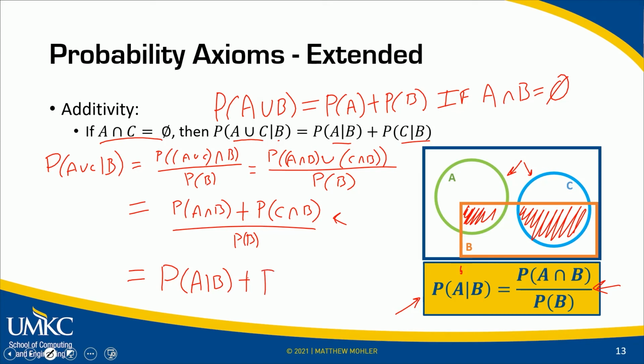And so in this case, we have the probability of C conditioned on B, which now matches our initial definition. So we can say that if A and C are disjoint, then the probability of A unioned with C, conditioned on B, is equal to the probability of A conditioned on B plus the probability of C conditioned on B.